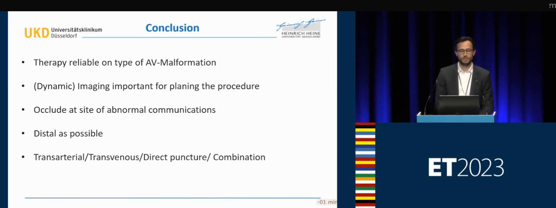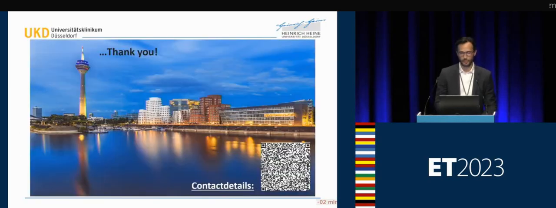You want to occlude at the site of the abnormal communication. That's common sense, but we want to go as distal as possible in order to reduce the risk of building up collaterals. We have different routes at hand: transarterial, think also about transvenous if you have complications, and also direct puncture. A combination of those can really help you. Thank you very much.